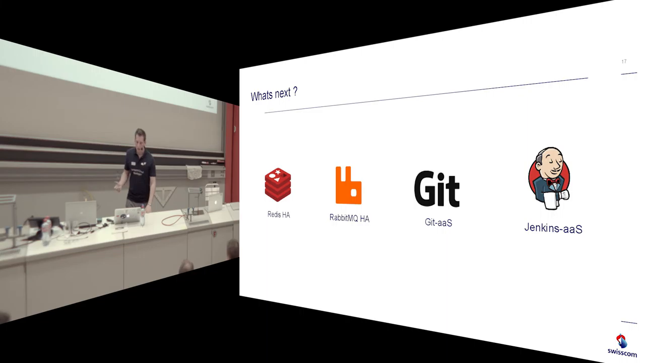What's up next? We plan to release a Redis HA service. You have seen the MongoDB HA service with three-node replica set high availability. We plan to release a Redis HA where you can provision a Redis cluster, and RabbitMQ HA where you can provision your service instance within a RabbitMQ cluster. We want to provide you with Git as a service and a continuous integration service to fulfill the developer tools that you need on our platform.